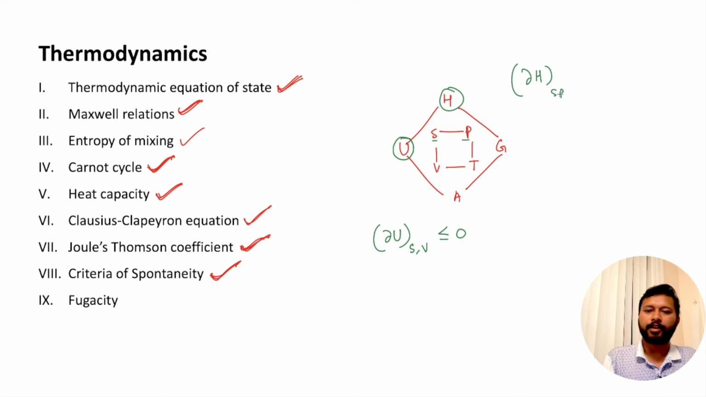S and P, it should be less than or equal to zero. So these are the conditions for spontaneity. Same goes for G. For G, it will be del G at constant P and T. For A, it will be del A at constant V and T. Okay. I have discussed this, I think, in this video, but I just made sure that I tell you in short. So this is the trick how you find out the condition for spontaneity.